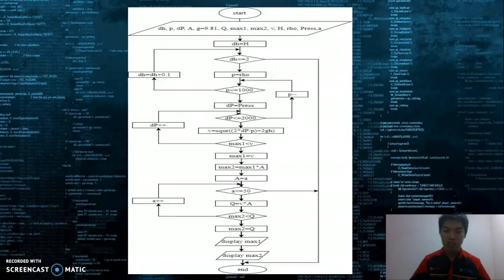So from this, if yes, they continue to proceed with the equation Q equals AV, and then if Q is bigger than max 2, the A will go back to the loop and then increase by an increment of 1. If not, Q equals max 2, it will continue the procedure. You will display max 1 and max 2 as well as end the procedure. So with this, we can find the maximum value of velocity and the value of volume flow rate.